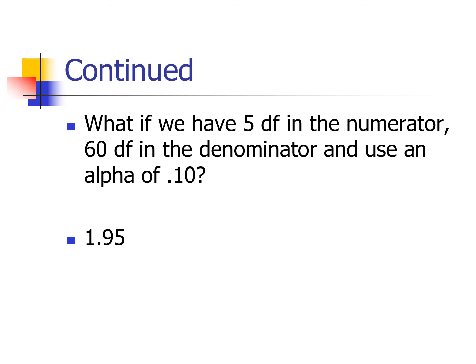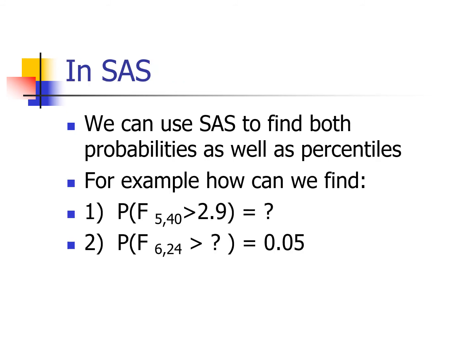It means that for an F distribution with 5 degrees of freedom in the numerator, 60 degrees of freedom in the denominator, the probability of seeing something 1.95 or larger is equal to 10%. Now, again, I expect you to use the tables, but we can also use SAS to find the probabilities. Once you've proven to me that you've perfected using the tables, once you become an advanced Stat 512 student, it'll be perfectly acceptable to do things like this.